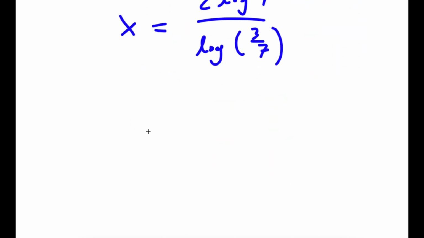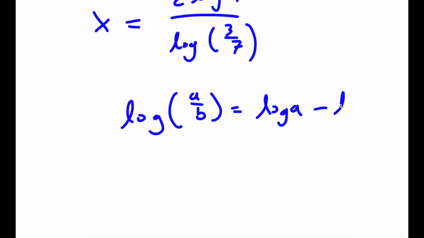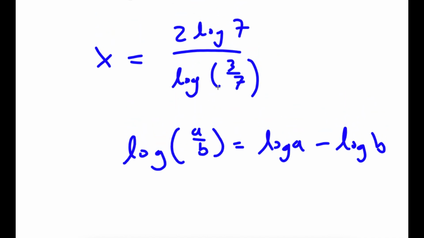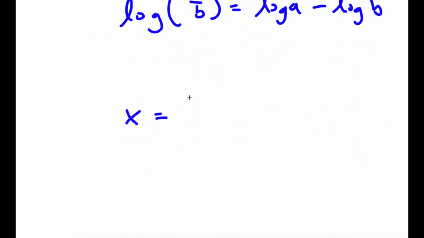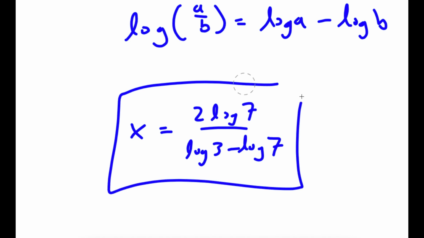Now if I have something in the form log a over b, this is equal to log a minus log b. So log 3 over 7, that's going to equal log 3 minus log 7. So this is my answer.